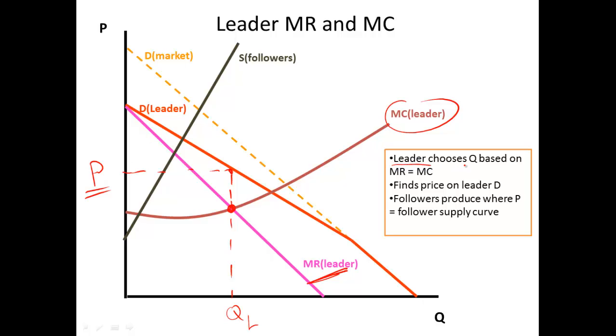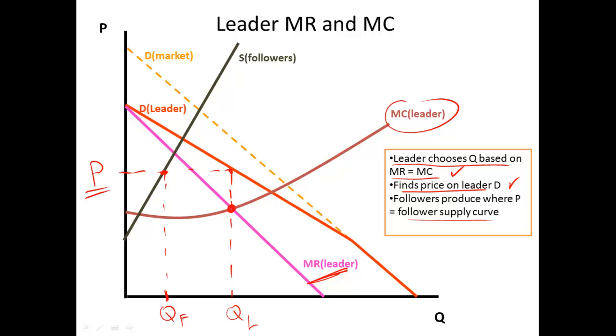So the leader chooses quantity based on MR equals MC, check. Then we find the price on the leader demand curve, check. The last point, though, is that followers produce where P equals the follower supply curve. So let's make sure we've got that straight. This is the price. Here's where it crosses the follower supply curve. So this quantity here is what followers produce.